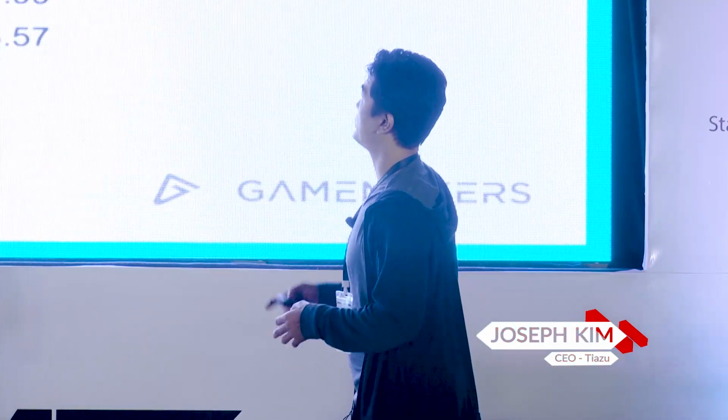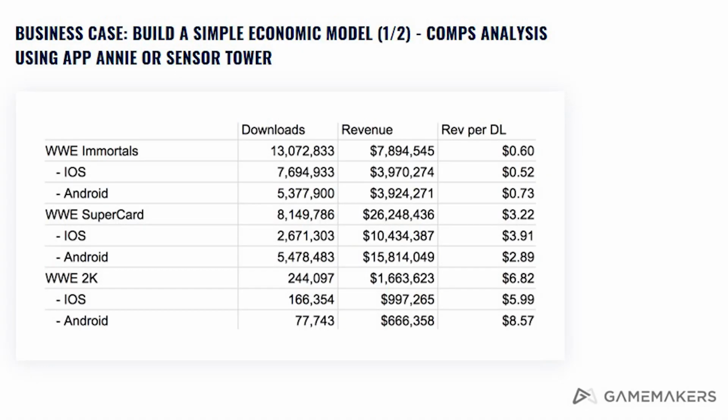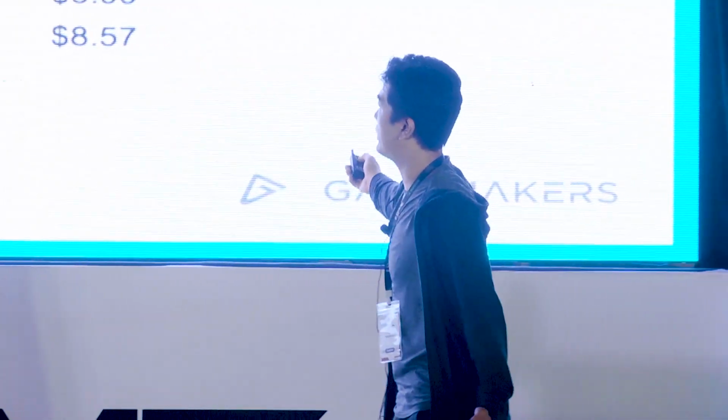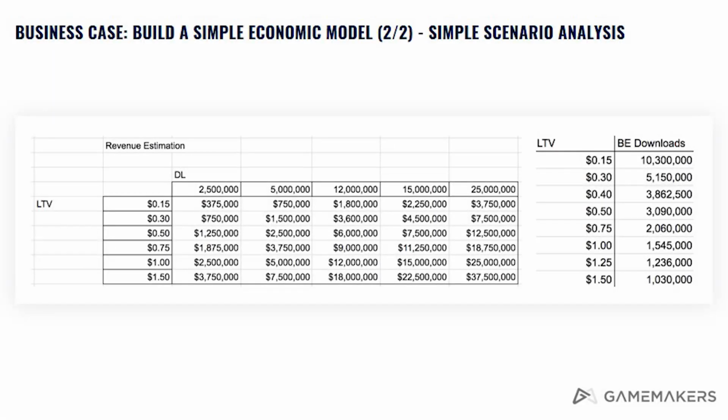And then you can also build a simple economic model. When you're comparing the game you're trying to make, you can use comps and look at downloads and revenue per download. Then you can build a very simple type of sensitivity analysis.